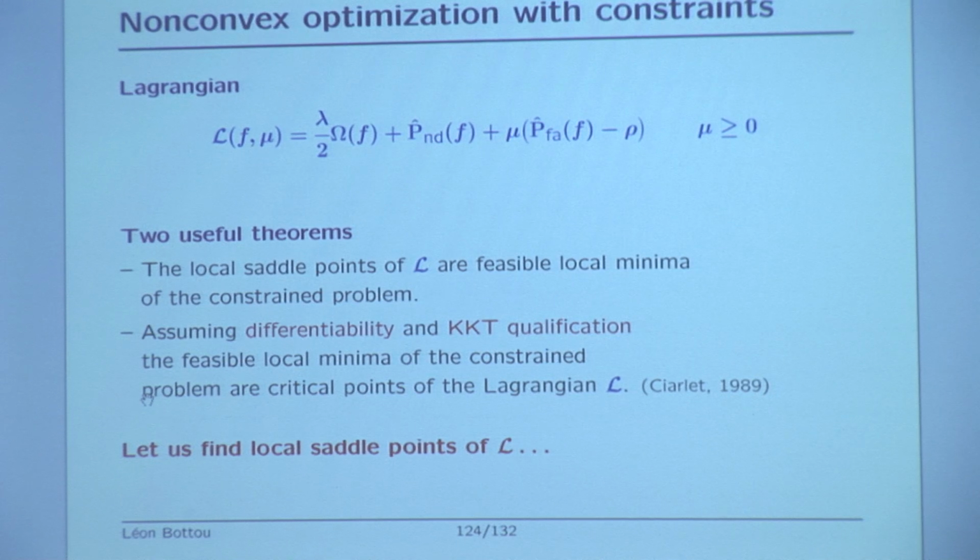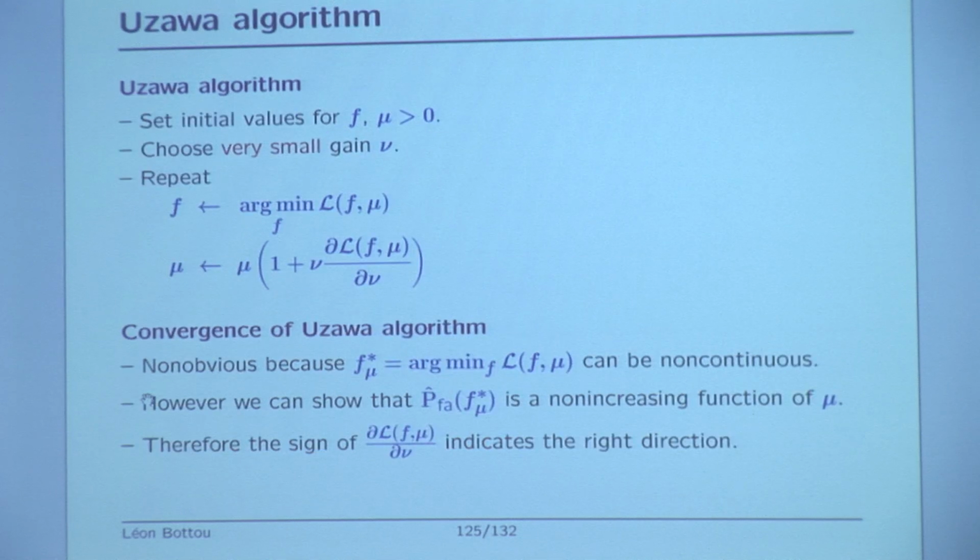And conversely, if I assume that my cost function and my constraints are both differentiable, and I assume I have the Karush-Kuhn-Tucker qualification conditions, then I have the converse. Feasible local minima of the constraint problem are critical points of the Lagrangian. So my problem in that setup reduces to finding saddle points in the Lagrangian. How to do that? Well, there is a standard algorithm for that. It's called the Uzawa algorithm.